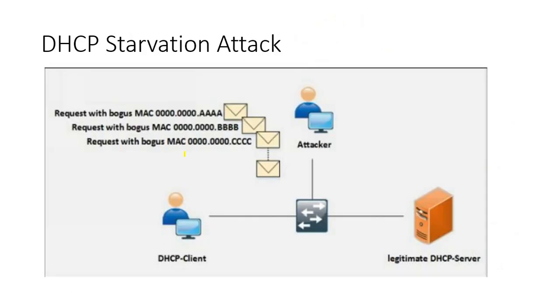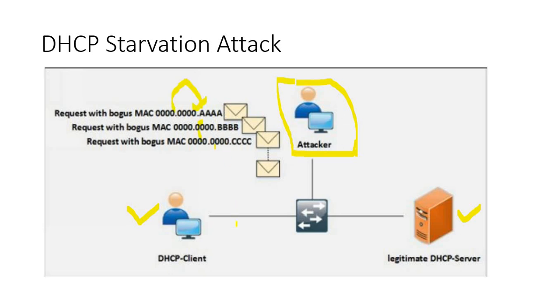Now we have the DSCP starvation attack. Here is a diagram. We can see there is one client, there is a legitimate DSCP server, and here is the attacker. In a starvation attack, the attacker is going to use a denial of service, a DoS attack. He will do the DoS attack with the help of MAC addresses.